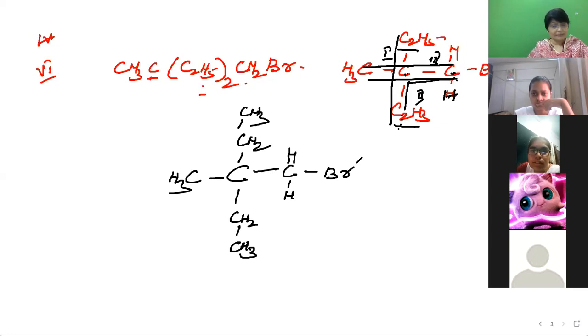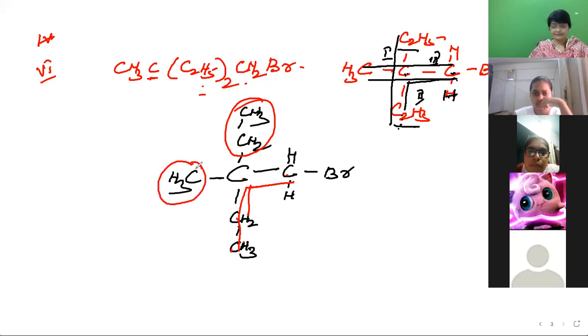We have to keep the maximum number of carbon atoms with the substituent. If you are taking this as 1, 2, 3, 4, 5, it is not containing any substituent or functional group. But if you are going to take this area, it's containing four carbon atoms, one, two, three, four. So this is ethyl. This is methyl.